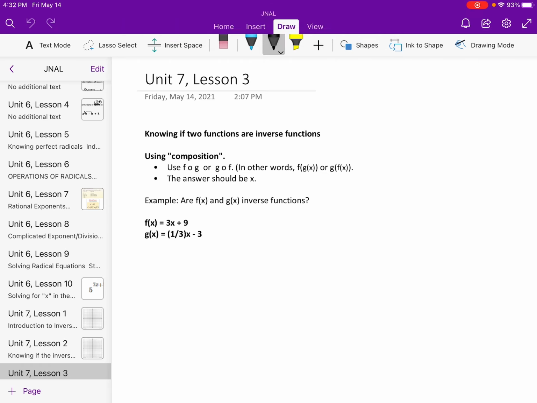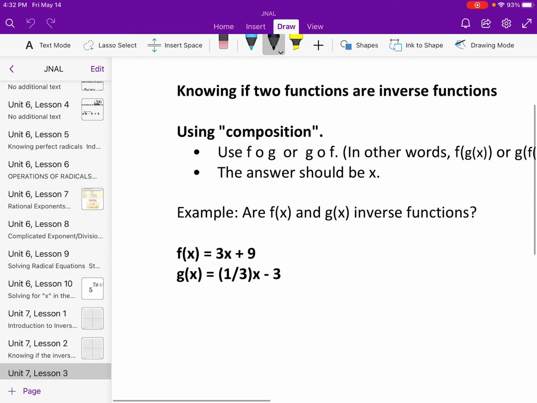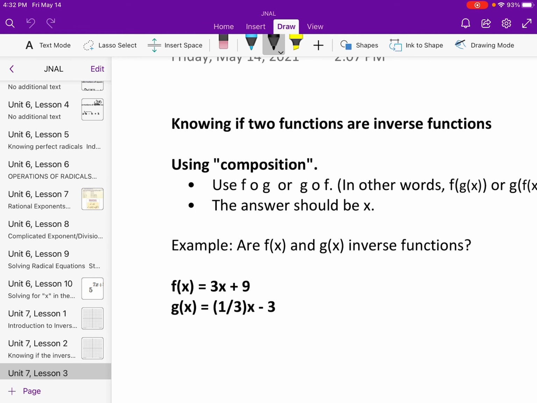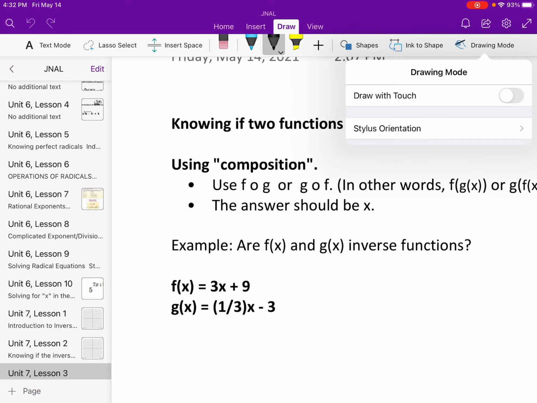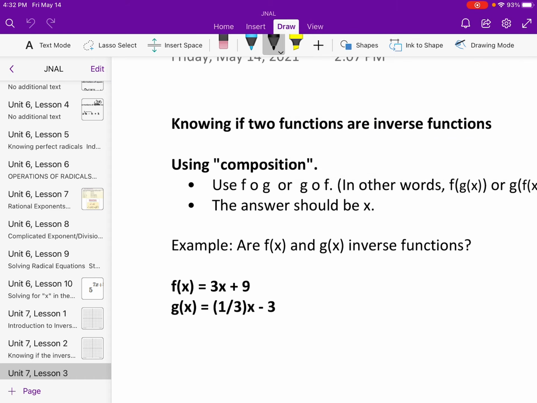So, we already know what it's like to have one function and find the inverse. We also know what it's like to know if the inverse is a function, but when you're given two, how do you know if they both are inverse functions? We've looked at this before, but just to review, because this is important for our logarithm and exponential function lessons coming up.